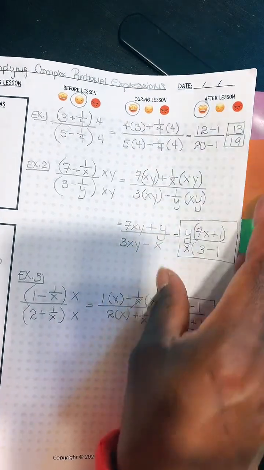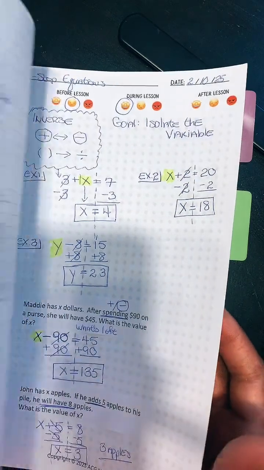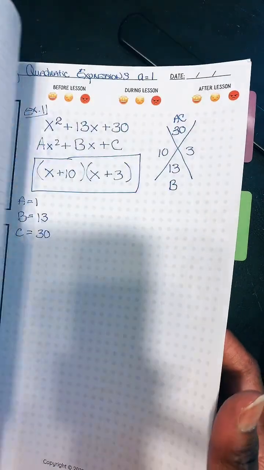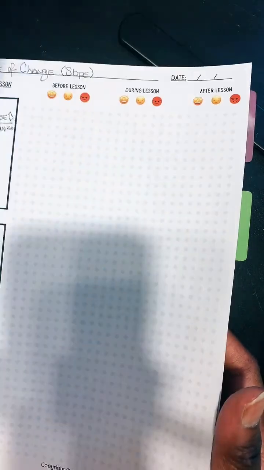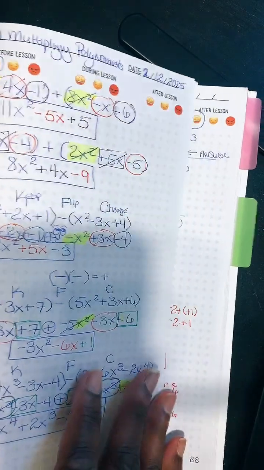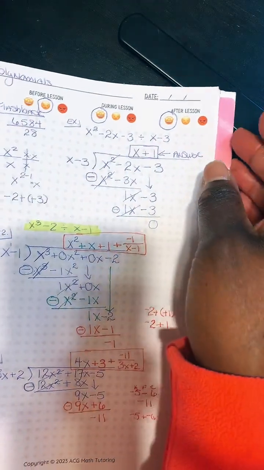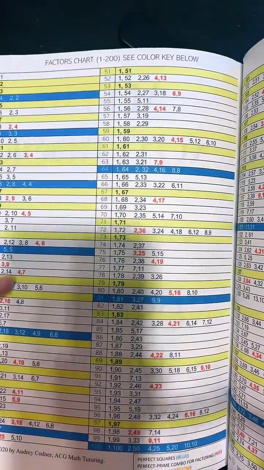Now, when I was looking at breaking down those radicals, breaking down those square roots, the hardest part is trying to figure out those perfect prime combinations to break it down. So it's not just a notebook. It also has a factor sheet.